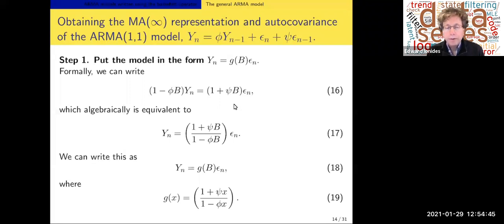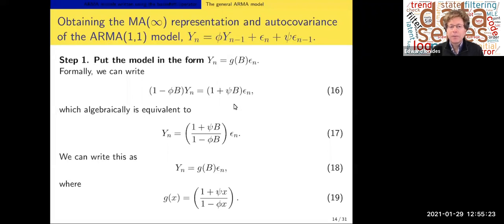So this is an interesting calculation. The ARMA(1,1) is a useful model, but it's also an interesting method because you can use it in other situations. So if we want an MA infinity model, we're going to use this Taylor series expansion trick. We want to put the model in the form y_n is g of B epsilon_n, where g is some function we're going to work out. Well, we know the ARMA(1,1) model is (1 minus phi B) y_n is (1 plus psi B) epsilon_n.